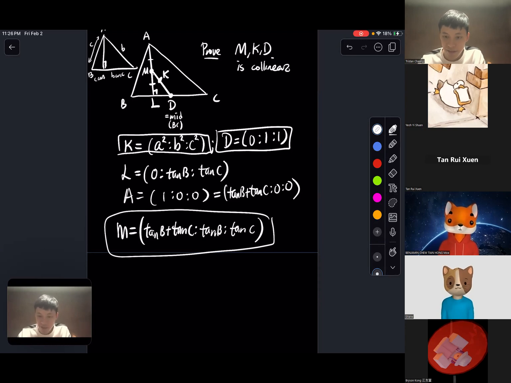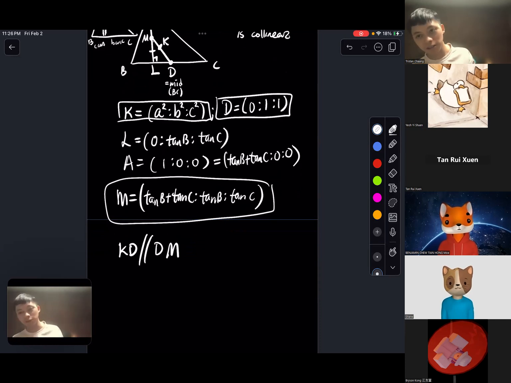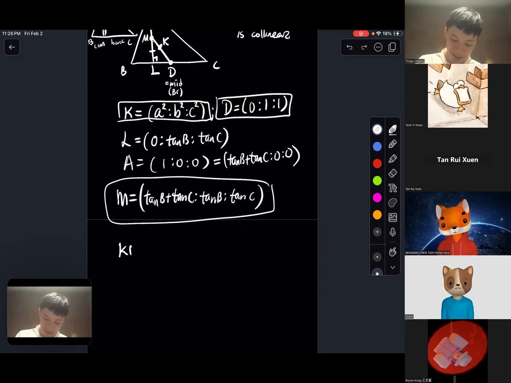So how do we solve this? Now we have to prove that these three things are collinear. The best we could do is to prove, let's say, KD is parallel to DM. If we manage to do this, then we're done, right? So let's find KD and let's find DM.